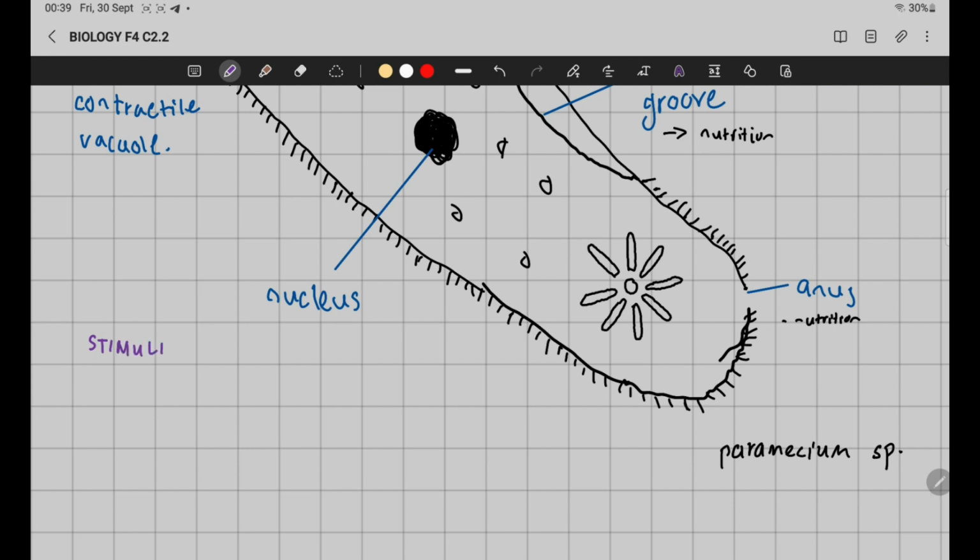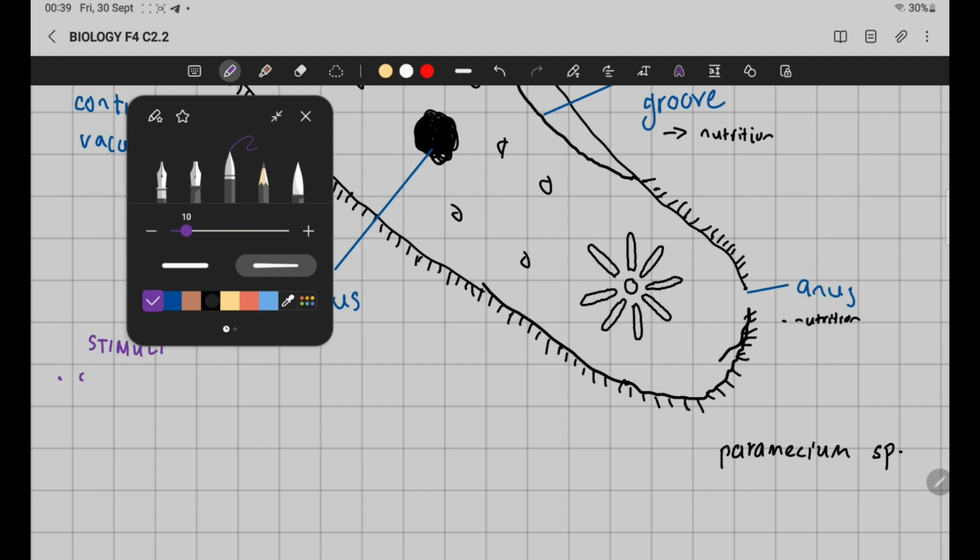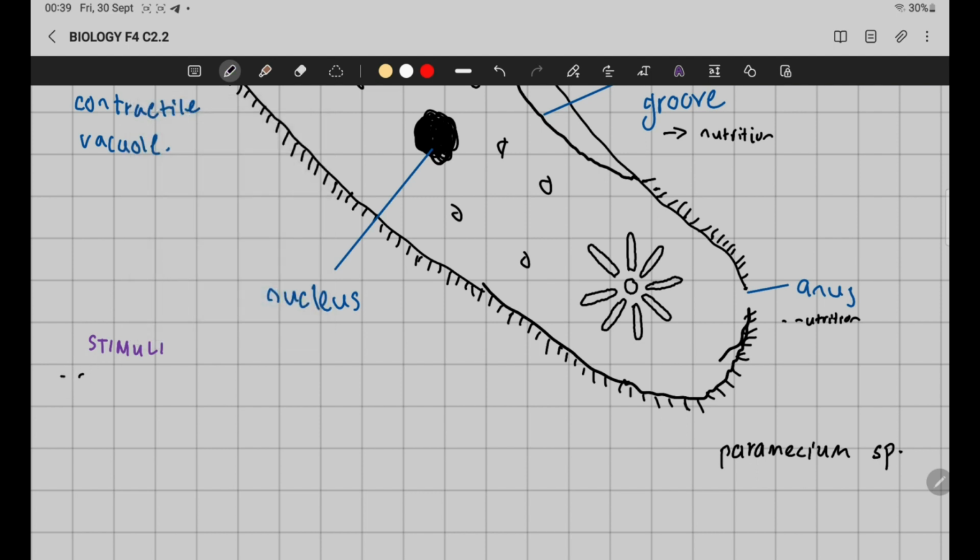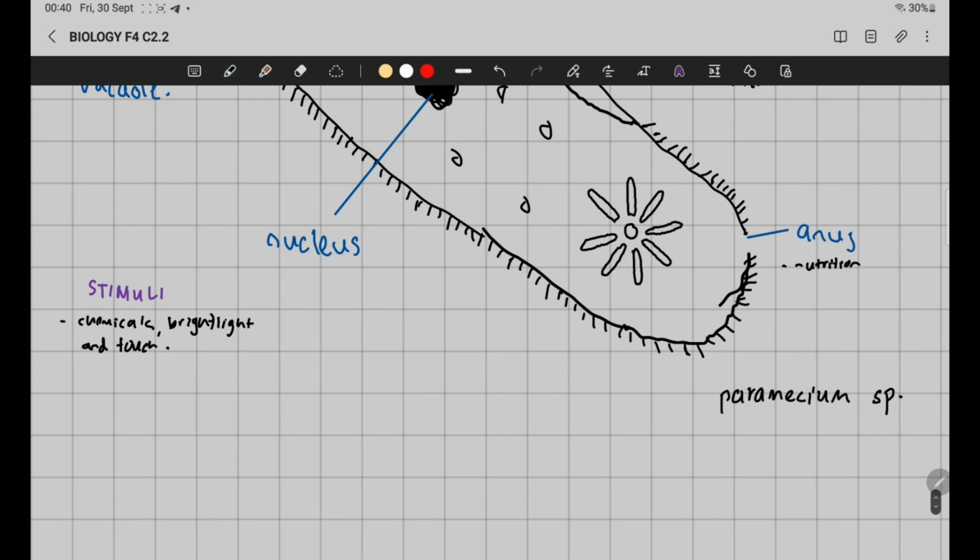And also it reacts the same like amoeba, responding to chemicals such as acid or alkaline, bright light and touch. How they respond, they will move away from these things, move away to safety. That is just instinct of all living things, to ensure their safety.